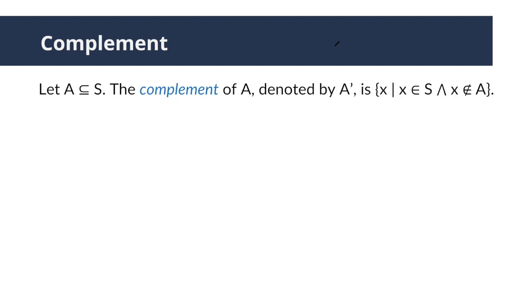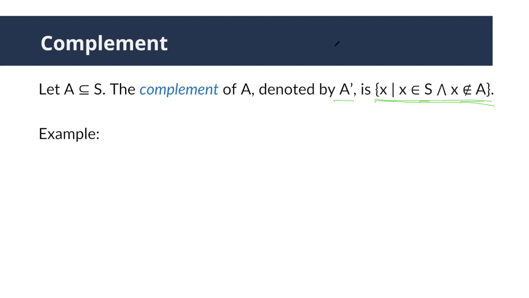Next operation is called complement. Let A be a subset of the universal set, then the complement of A, denoted by A prime, is given by this set, where each element is in the universal set but is not in set A. In other words, the complement of A is the set of elements which are not in A.